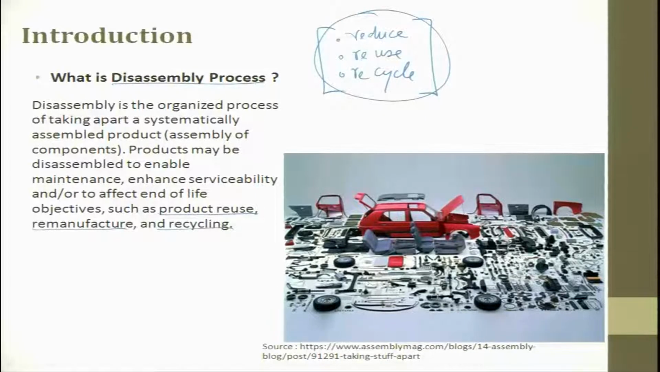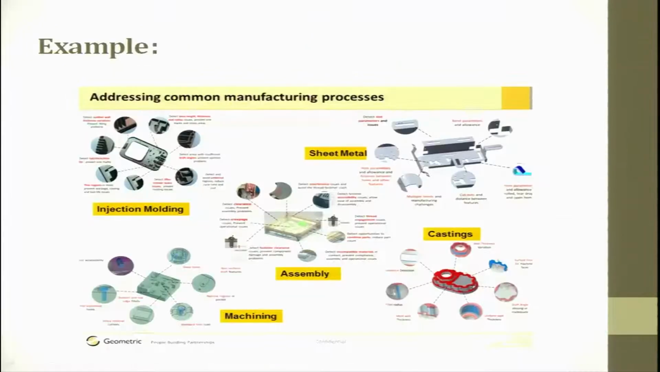So, the products may be disassembled to enable maintenance, enhance serviceability and or to affect the end of life objective such as product reuse, remanufacture and recycle. Whatever I have said is given here. Common manufacturing processes addressed are injection molding, sheet metal process, casting process, assembly and machining. We produce parts from injection molding, sheet metal, casting, machining, and finally we integrate everything and do an assembly operation.